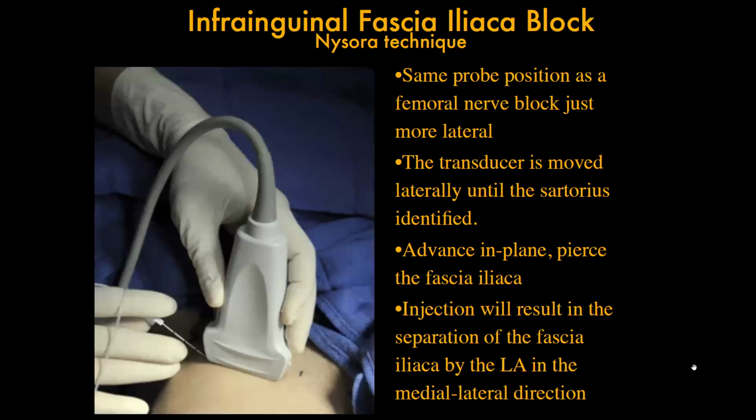Now there's an infrainguinal technique, and this is so easy, and this is the one that I reach for. So we used to do femoral nerve blocks. We put the probe in the inguinal ligament, we see the nerve, artery, vein, and I'll discuss how to do that later. I have slides on it. This is just, you go a little more lateral, and you do the same kind of technique. So I'll show you some slides on that. So it's the same probe position as a femoral nerve block. The transducer moves lateral until the sartorius is identified, and then we pop the fascia iliaca and inject the same volume.